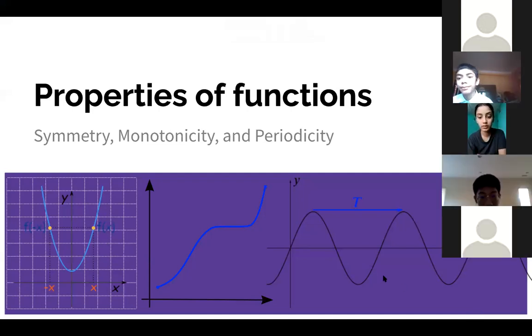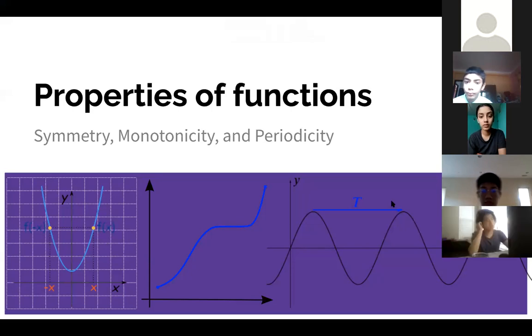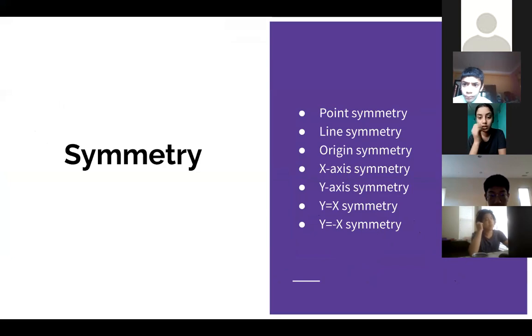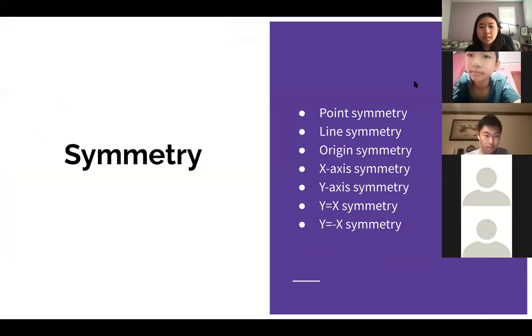So, okay, good morning, guys. Today we will study the properties of functions. First we will introduce 7 different types of symmetry: point symmetry, line symmetry, origin, x-axis, y-axis, and y equal to x and y equal to negative x symmetry.